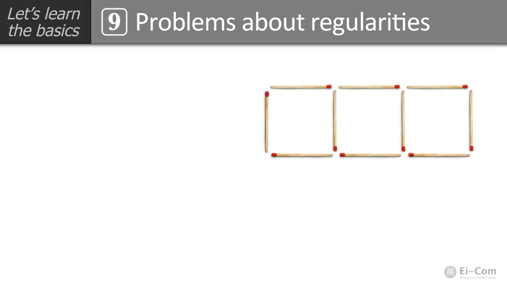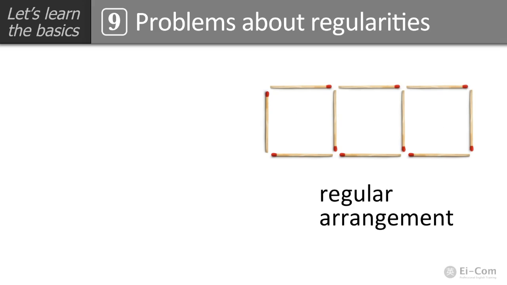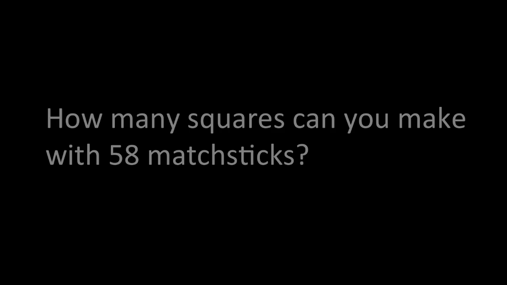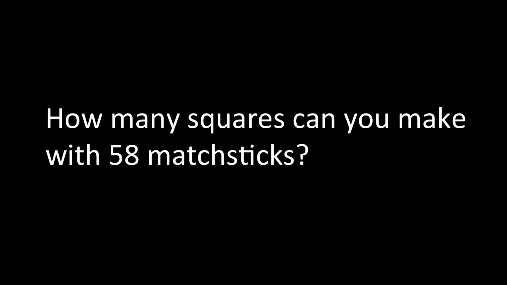In this case, 10 matchsticks can be used to make 3 squares. This is a regular arrangement, and because it is a regular arrangement with a constant and definite pattern, we can call it a regularity. Now, do you remember our earlier question? It was, how many squares can you make with 58 matchsticks? How can we find the answer?